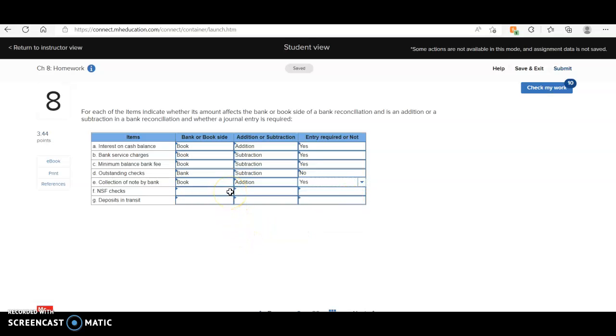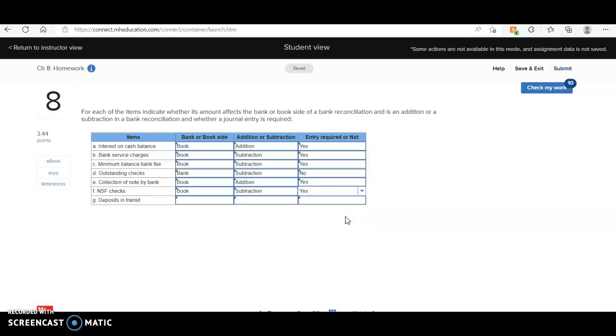The next one is NSF checks. NSF check stands for insufficient funds. That means that someone wrote us a check when we deposited it. It was presented to that person's bank and there was not enough money in there to pay us. So they're sending the check back and saying this is no good. So the bank statement is telling us that it's going to be a book adjustment. We had already deposited it, so we would have added it. Now they're saying that check is no good. So we have to subtract that from our balance because that check is not good. And again, it's a book side adjustment, so yes, we will do a journal entry.